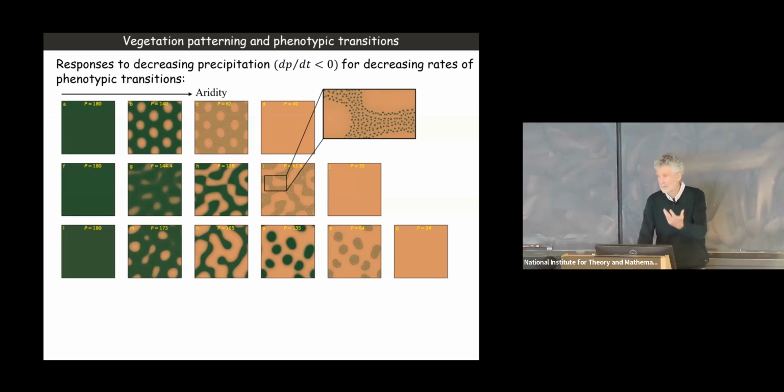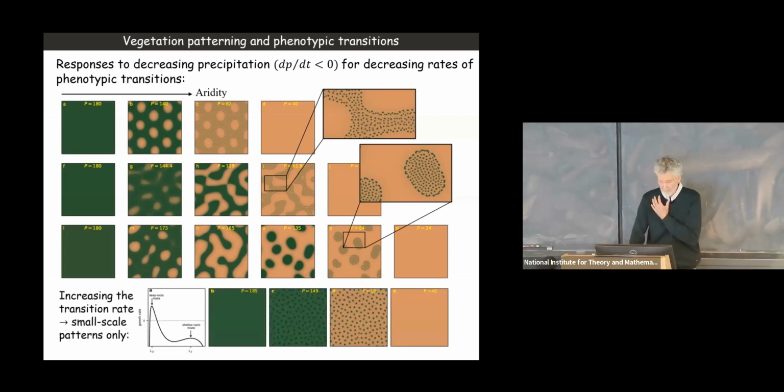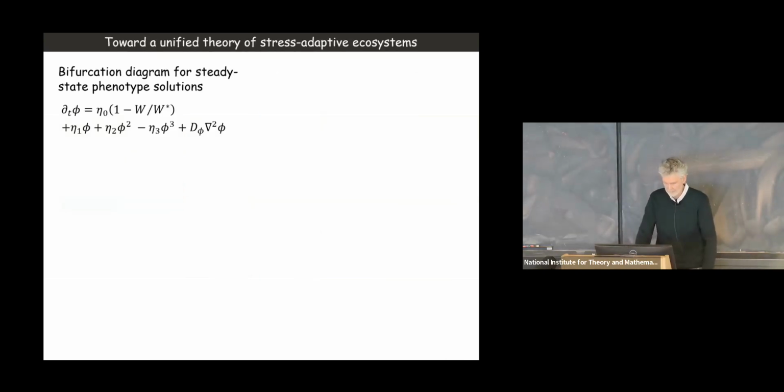And if we further decrease the phenotypic transition rate, we can get large-scale spot patterns, and then again it switches to the small scale, and we get small spots within large spots. And if we increase the phenotypic transition rate, we may not get large-scale patterns at all, only small scale, and these are seen.